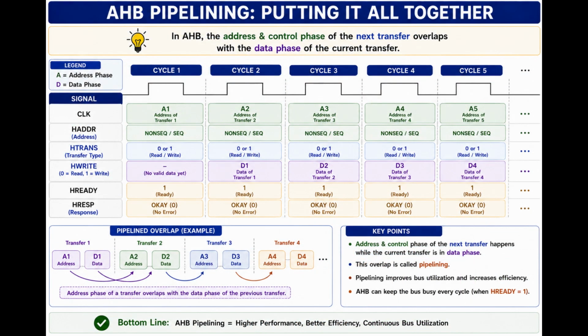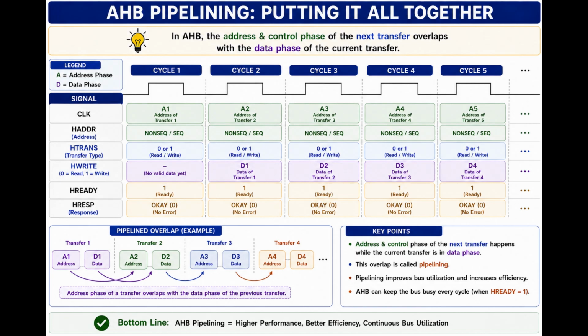Before we finish, let's revisit one of the most important features of the AHB: pipelining. In AHB, the address and control phase of the next transfer can overlap with the data phase of the current transfer. For example, while the slave is providing the data for transfer 1, the master can already place the address and control information of transfer 2 on the bus.